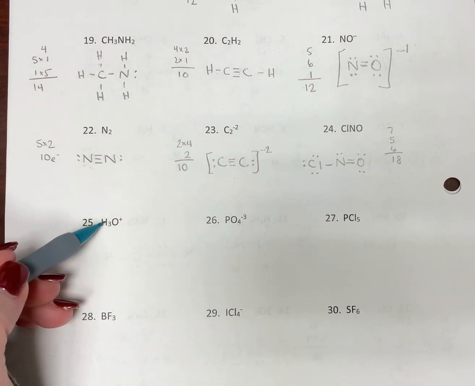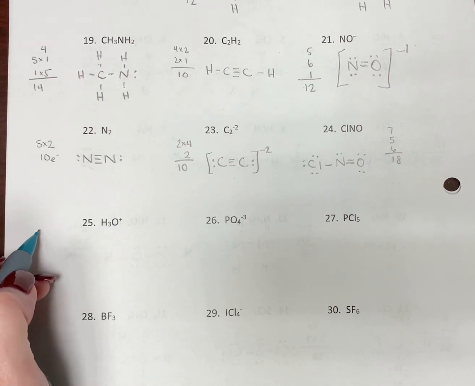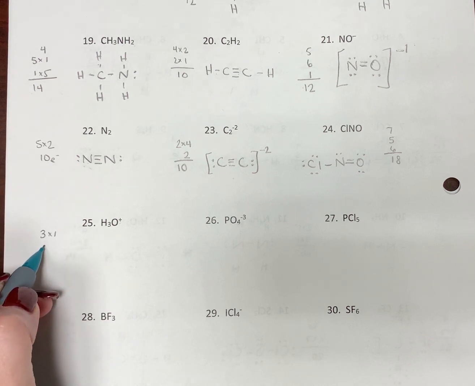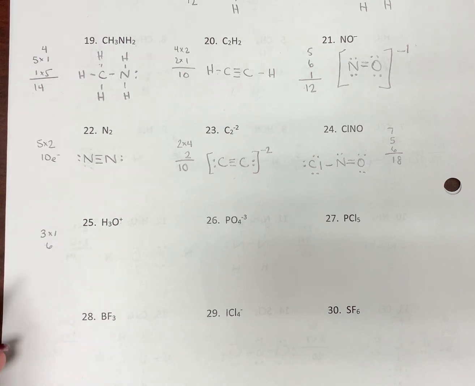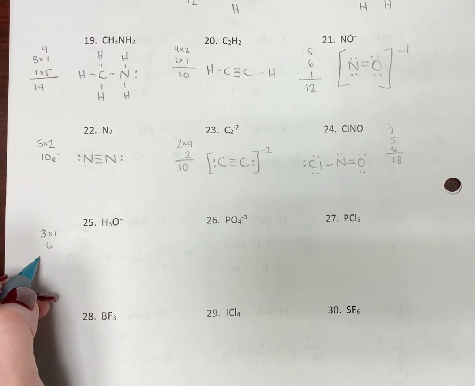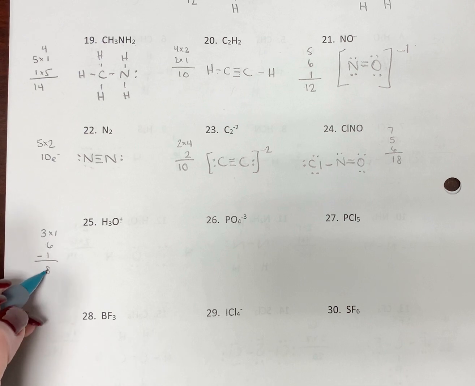All right, so here we have a positive ion here. Okay, so let's count our electrons. Hydrogen has 3, oxygen has 6. Now, note this is positive. When it's positive, you lose electrons, so you need to subtract. So here, instead of having 9, subtract 1, we have 8.